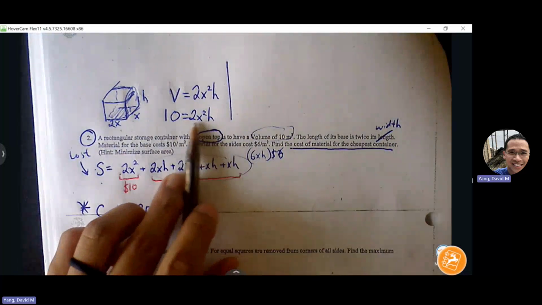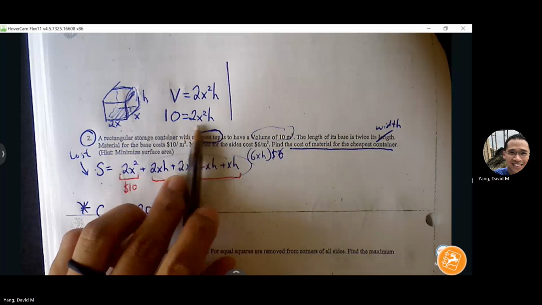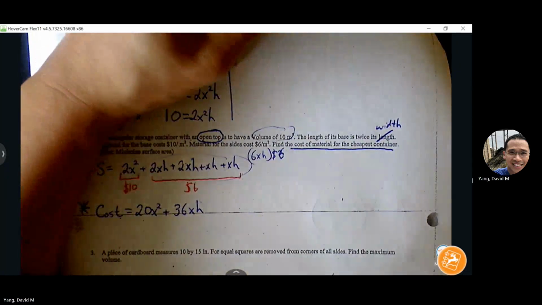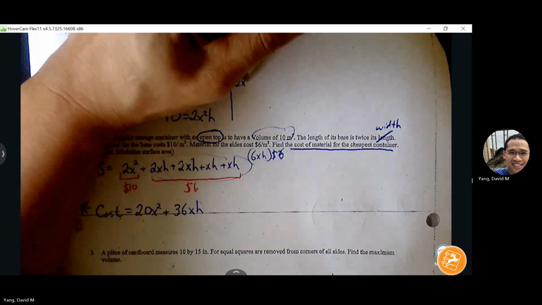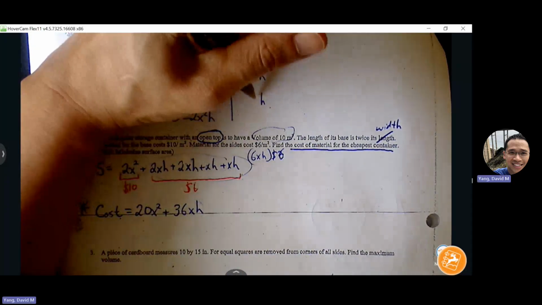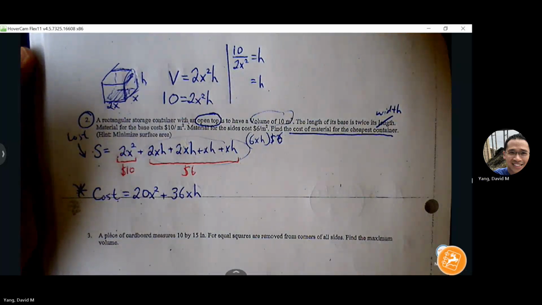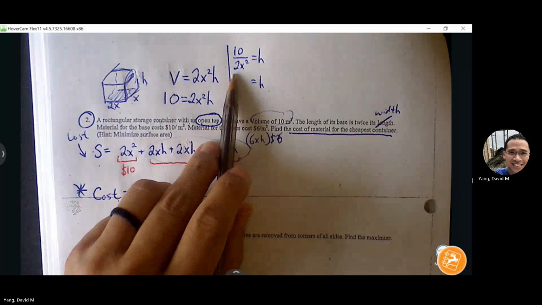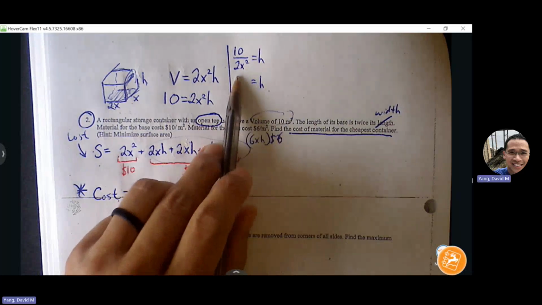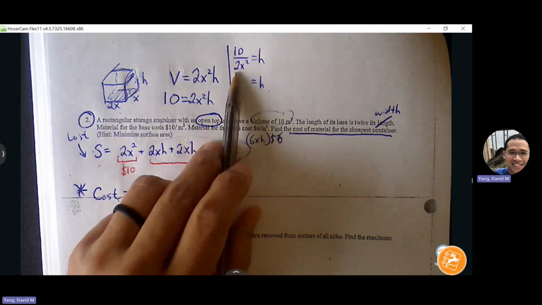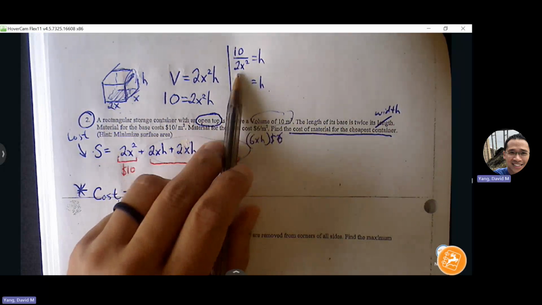So what can I do to get H by itself? Divide by 2x squared, right? Okay, can I clean this up a little bit more before I insert it into the equation? 5. Close, it's not 5x squared. 5 over x squared, right? 10 over 2 is 5, but the x squared is going to stay below. It's not going to move up.